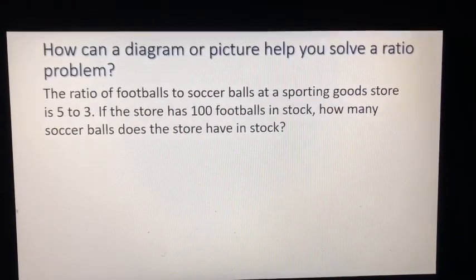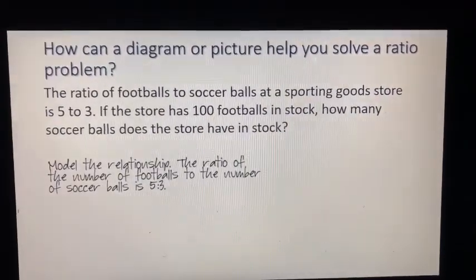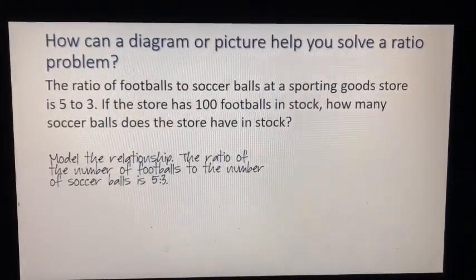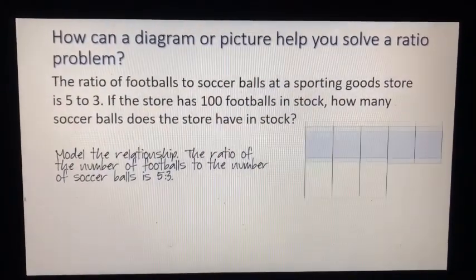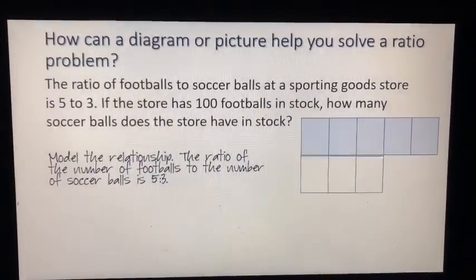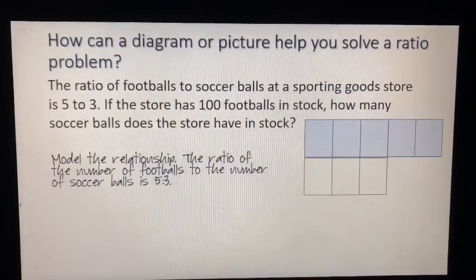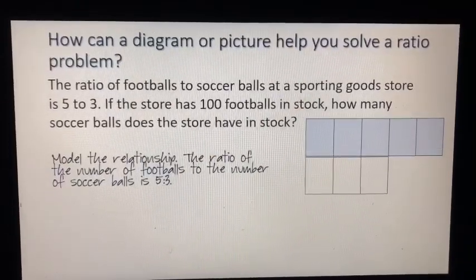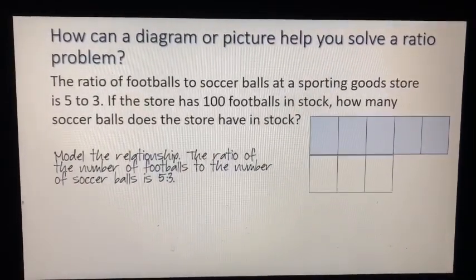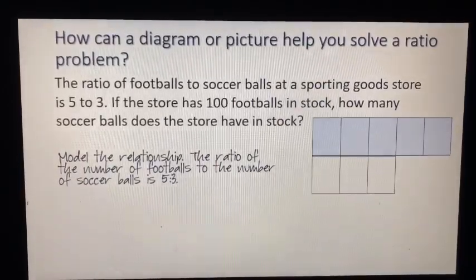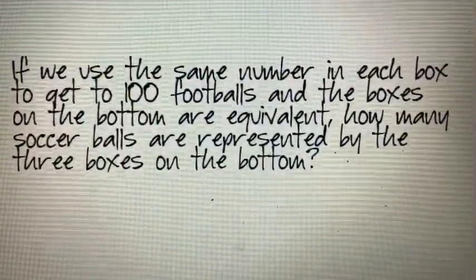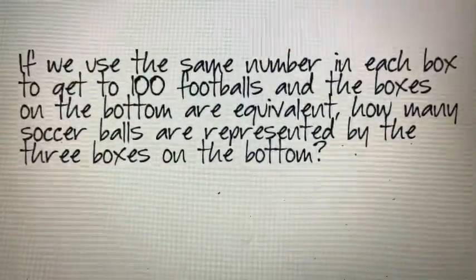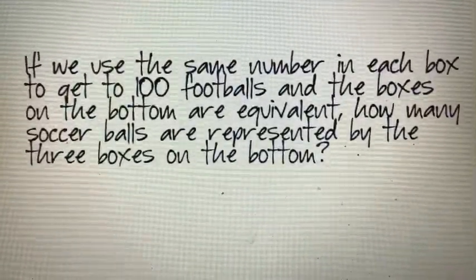One way we could do this is to model the picture. Model the relationship of the ratio of the number of footballs to the number of soccer balls is 5 to 3. I use a bar diagram to the side. I have 5 gray or blue boxes and 3 white boxes. The blue boxes represent the footballs and the white boxes represent soccer balls. If we use the same number in each box to get 100 footballs and the boxes at the bottom are equivalent, how many soccer balls are represented by the 3 boxes on the bottom?